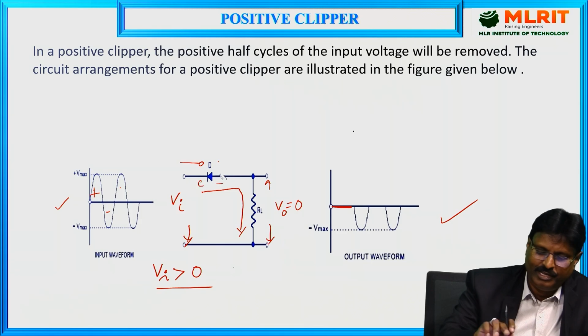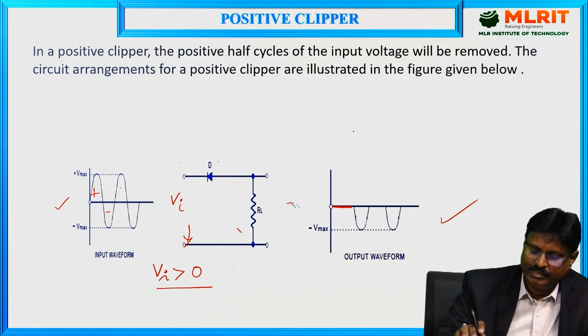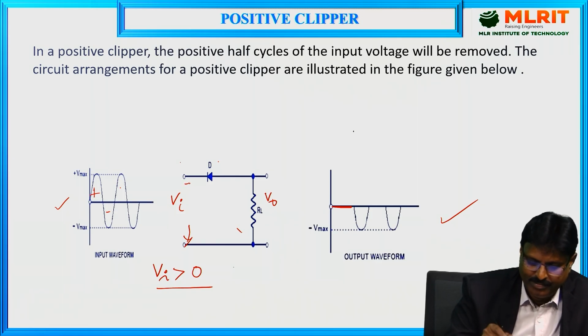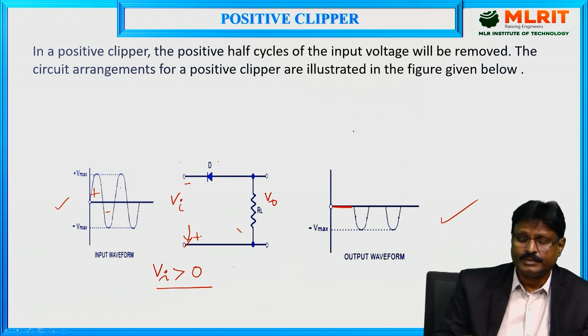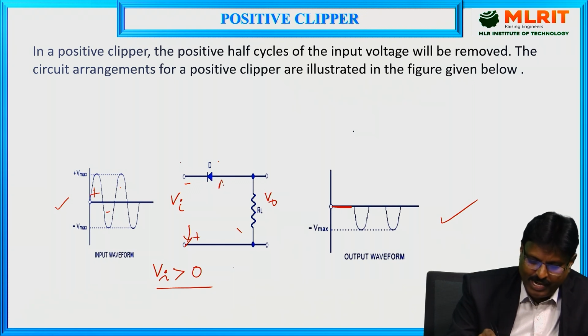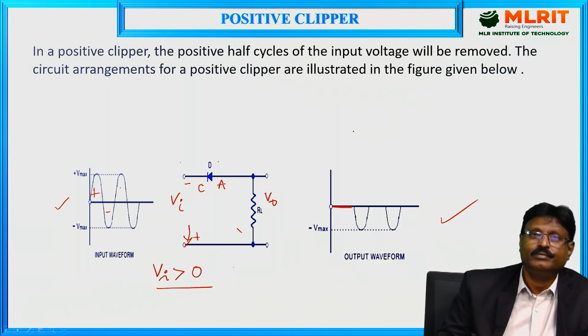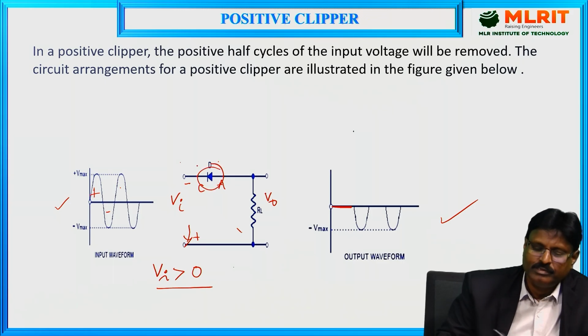Let us see. During the negative half cycle, here this will be V0. Negative half cycle means this becomes minus and this becomes plus. This is anode and this is cathode. So cathode is at lower potential when compared with anode. Then what must happen to this diode? Cathode is at lower potential when compared with anode.